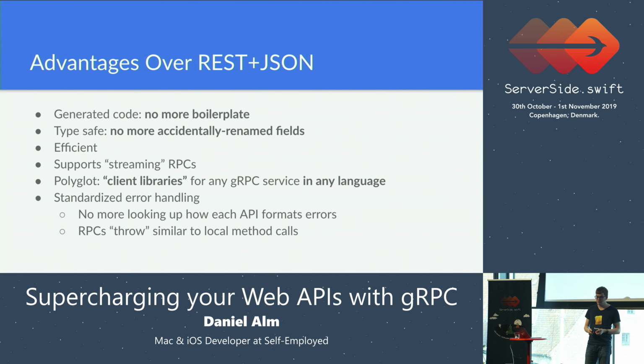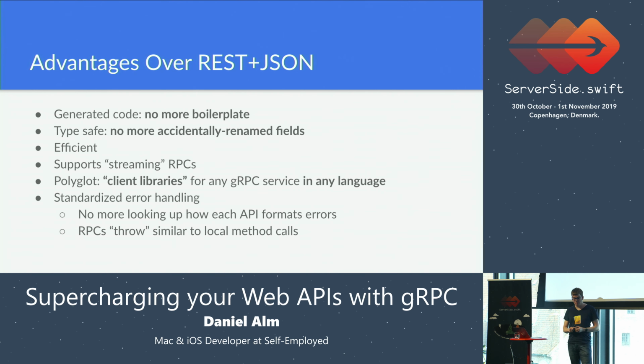It's also very efficient, especially when compared to JSON. The wire format is much smaller than JSON usually, and it's also more efficient to decode and encode than parsing JSON or building JSON strings and escaping them.